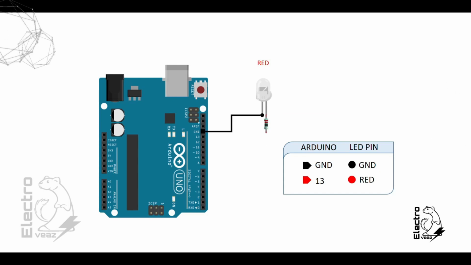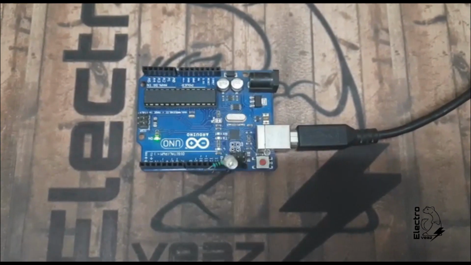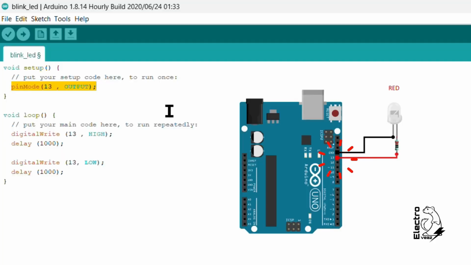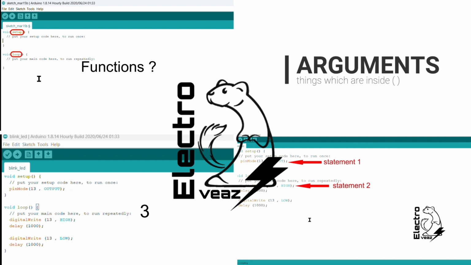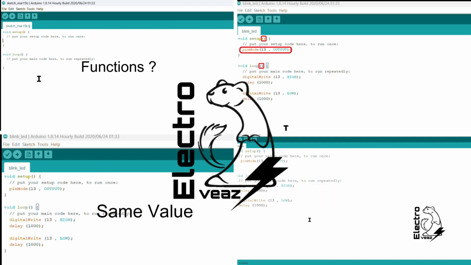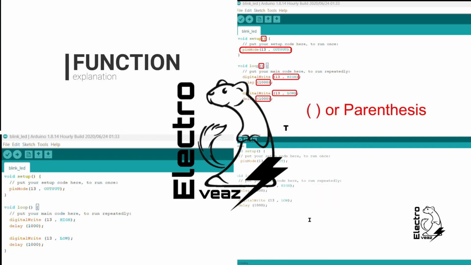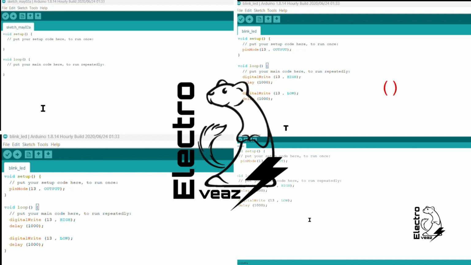In our last video, we saw how we can blink an LED using Arduino and understand how the program works in its linear fashion. So in this video, we are going to explain everything in detail, down to every single line and symbol. And we are also going to increase our programming skills by going through important concepts such as functions, arguments as well as data types.